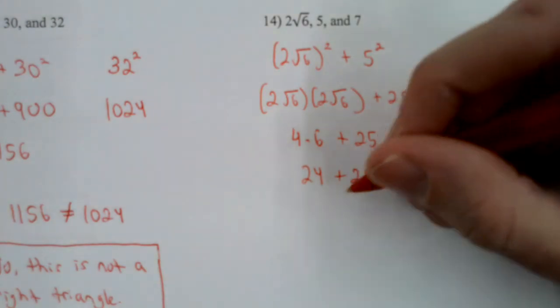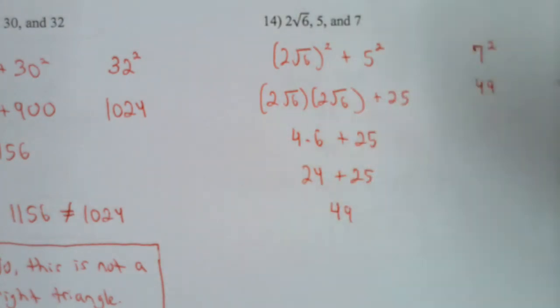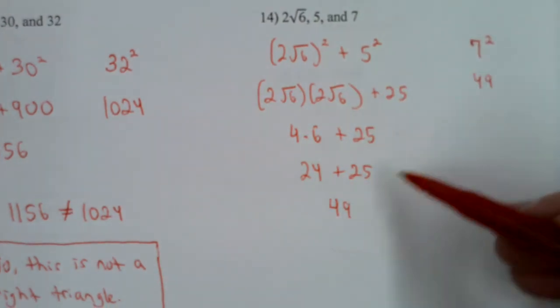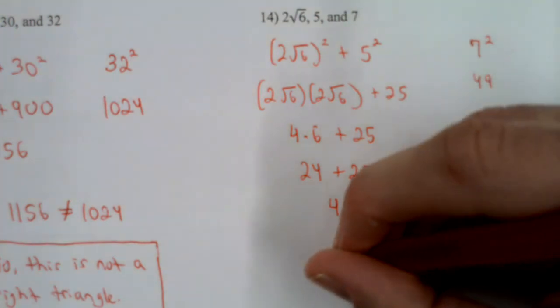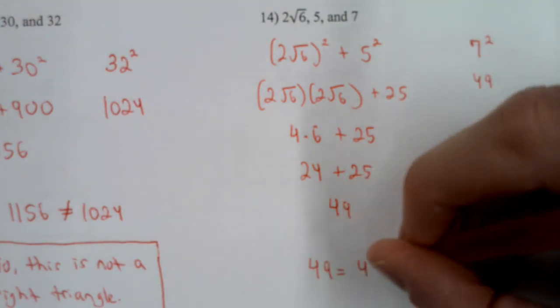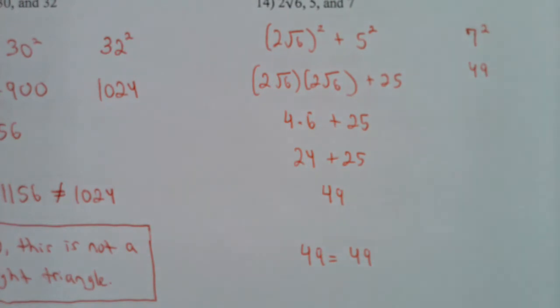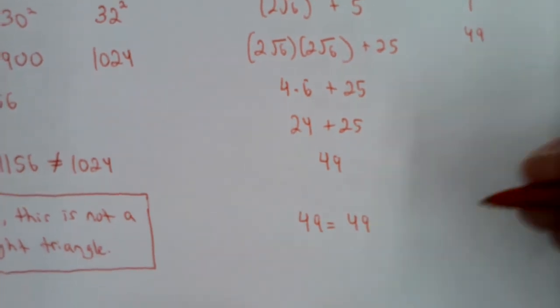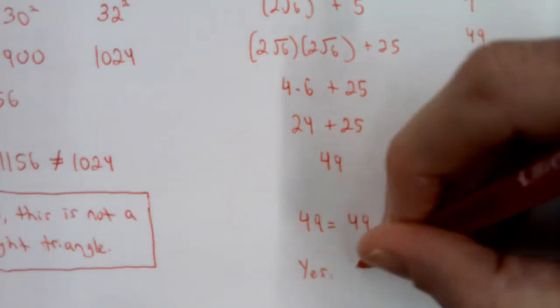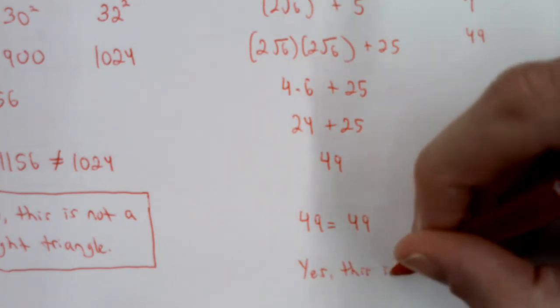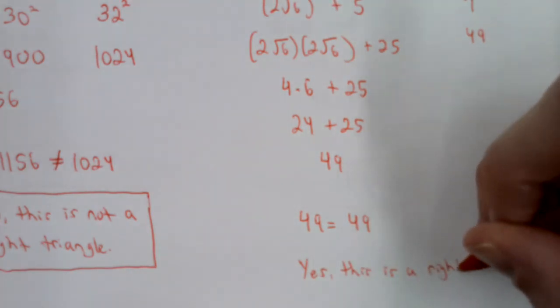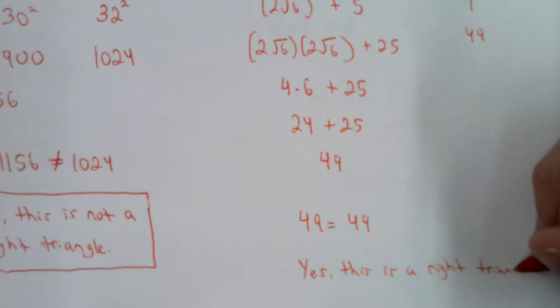24 plus 25 is 49. So these are each 49. So these are equal. So since they're equal, it means the answer is yes, it is a right triangle. Yes, this is a right triangle.